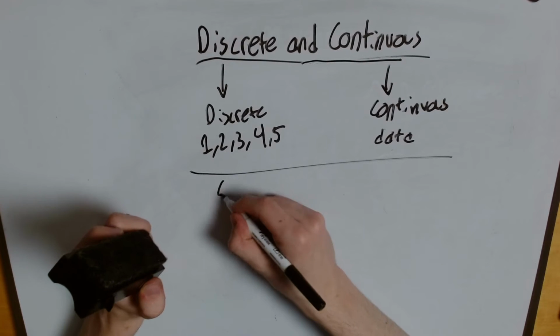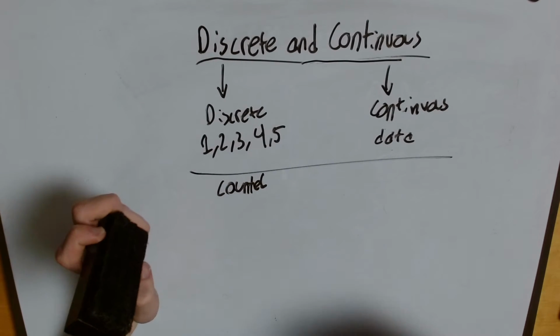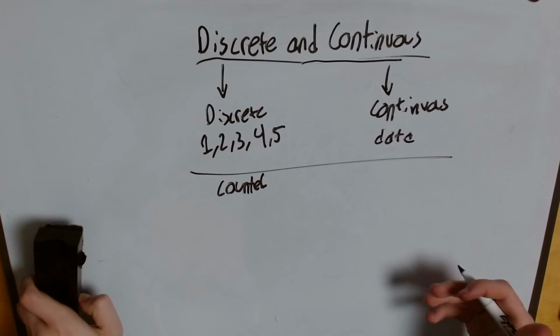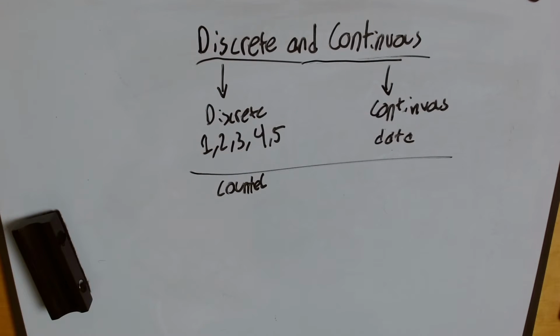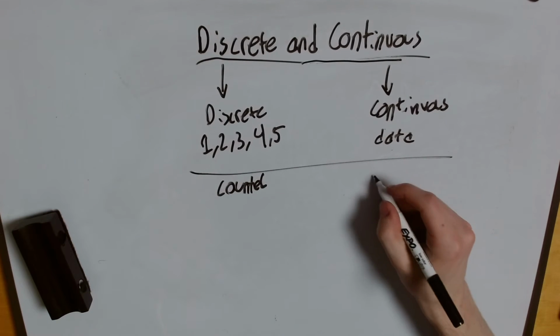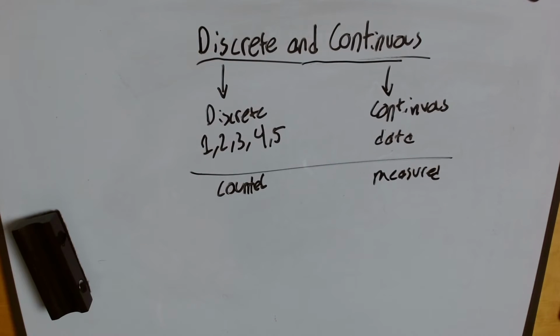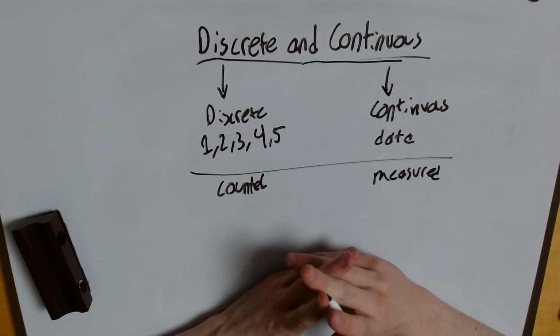Discrete data is counted, right? We look at it and we count it because there are certain limits to what we can count. The rolling of dice, the number of students in the class. Continuous data is measured. Someone's height, time, your weight, the length of a leaf, lots more.